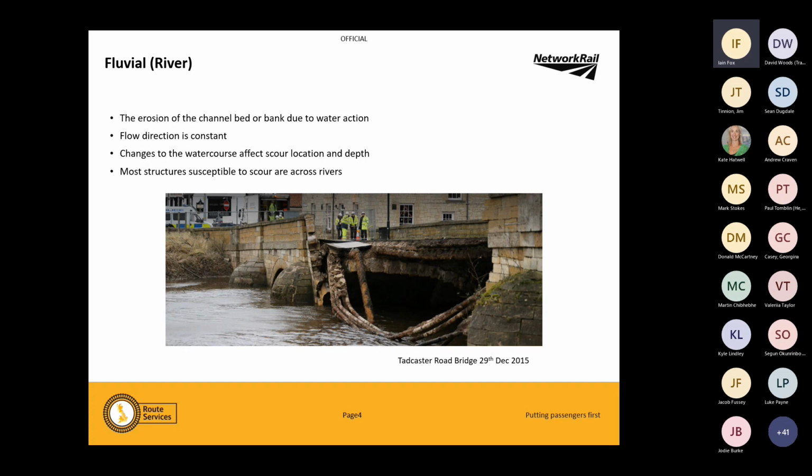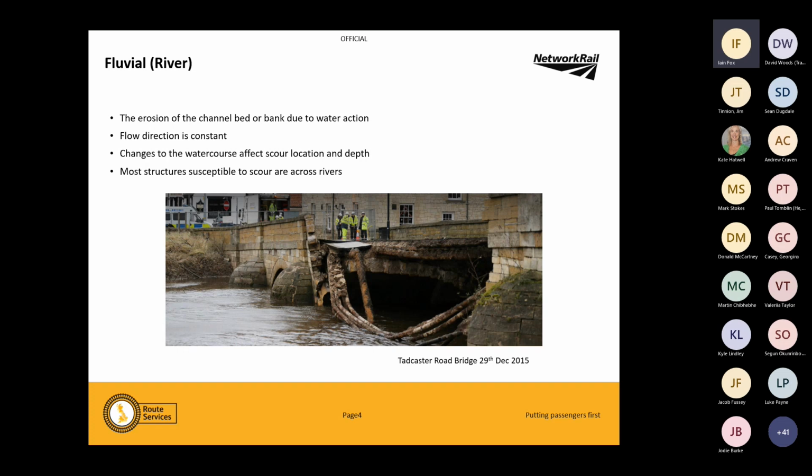Obviously, we're getting more water. We spoke last time about climate change and the volume of water coming down our channels. This was actually caused by some debris buildup on the front, which blocked part of the pier, which we'll touch on later on in a different example. But I just thought it was worth showing you that the structure's been there for that long, and yet it's still susceptible.